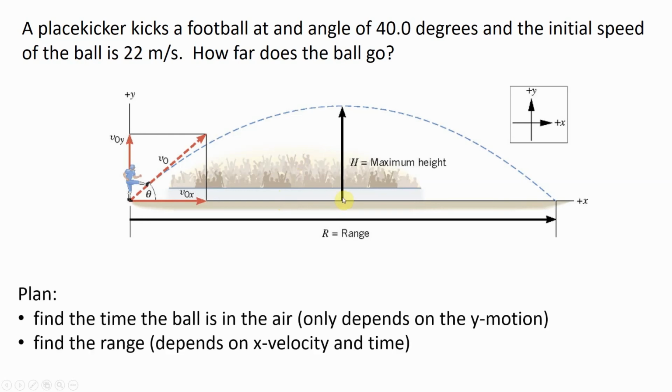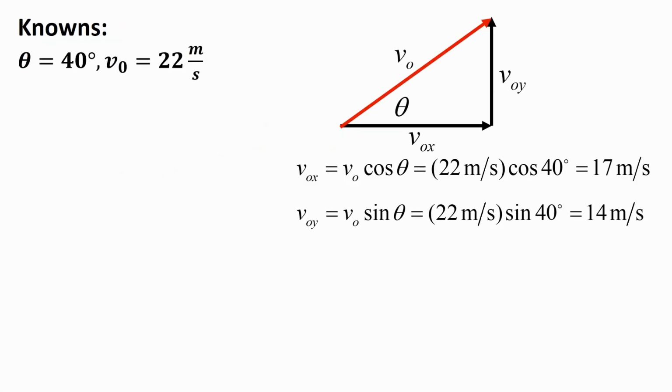So our plan's pretty simple, a two-step problem. First, we're going to look at the y motion to figure out how long the ball is in the air, and then we'll use that and the x velocity to figure out how far the ball traveled, so what's its final range. The first step in any problem is to get organized and write down what you know. It is so important to get you unstuck at the beginning. Do not skip this step.